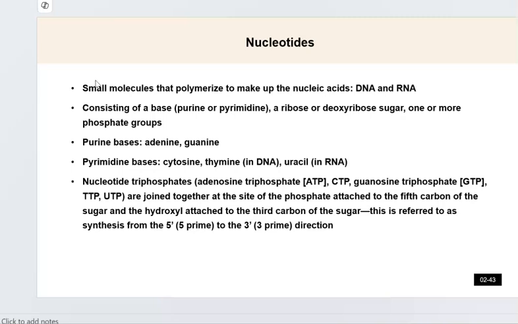And then we have the nucleotide triphosphates, which are like ATP, CTP, GTP, TTP, and UTP. Those are joined together at the site of the phosphate attached to the 5th carbon of the sugar and the hydroxyl attached to the 3rd carbon of the sugar. So this is referred to as synthesis from 5' to 3' direction.